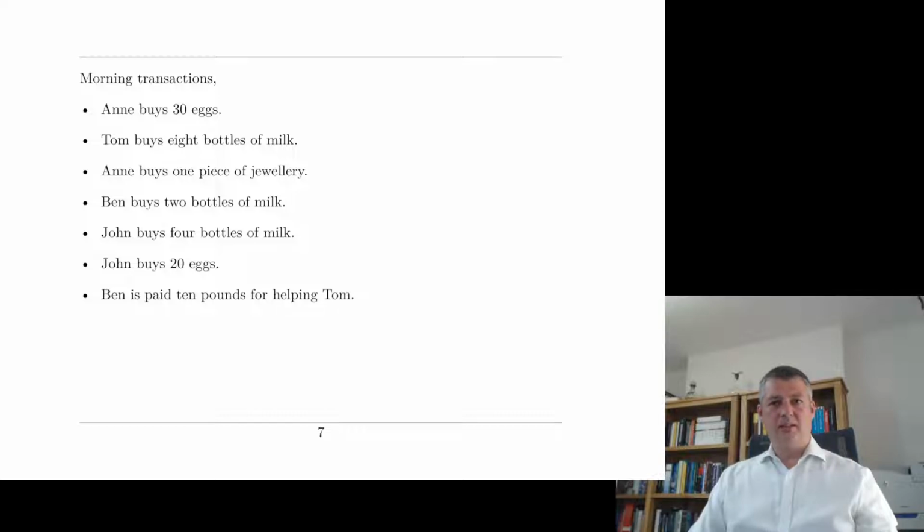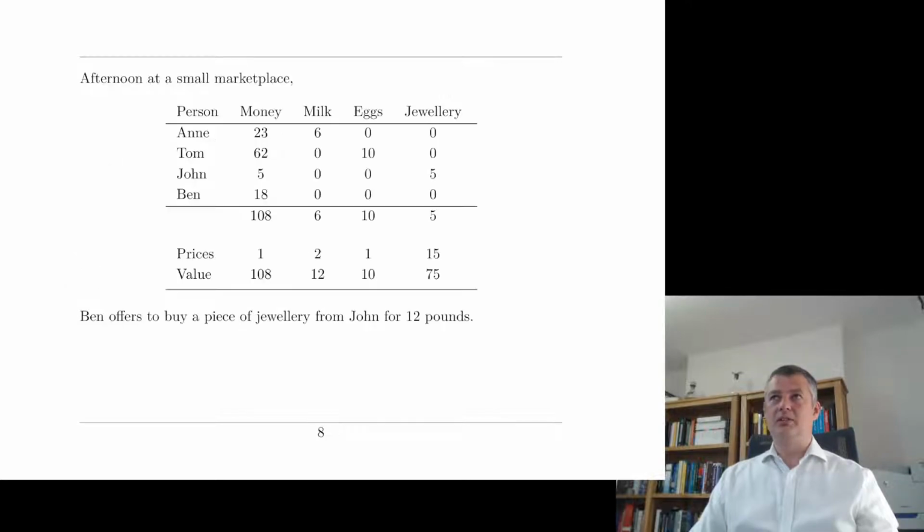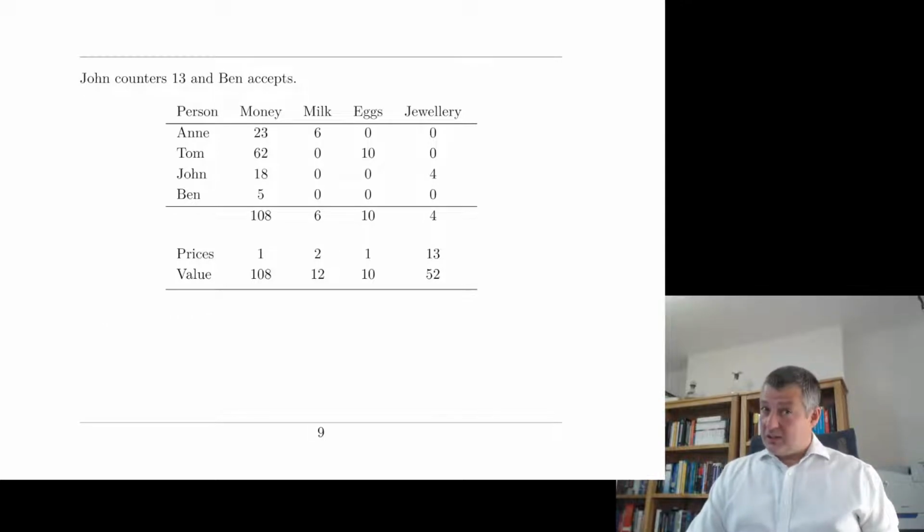And finally, Ben is paid £10 for helping out Tom. And that brings us to the afternoon in our marketplace, where Anne still has 6 bottles of milk to sell, Tom has 10 eggs, and John has 5 pieces of jewelry. At this point in time, Ben has £18 in his pocket, and he decides to go to John and say, I really like your jewelry, but £15 is a bit much for me. Would you sell me a piece for £12? And John says, make it 13, and Ben accepts.